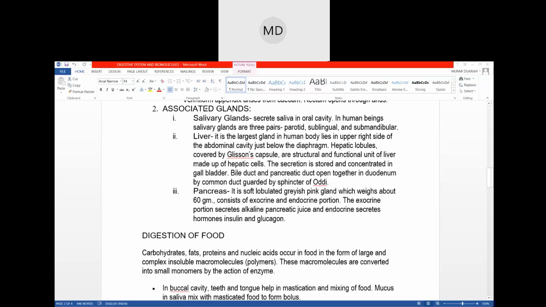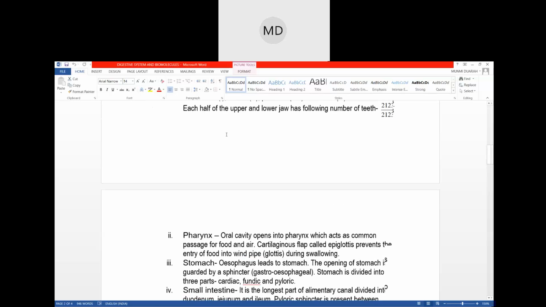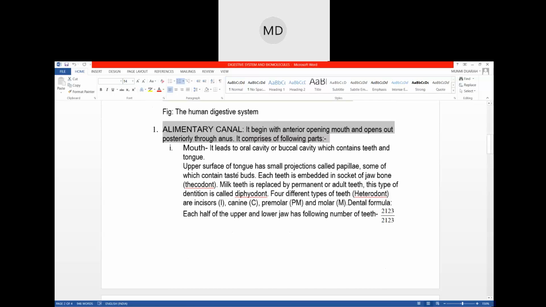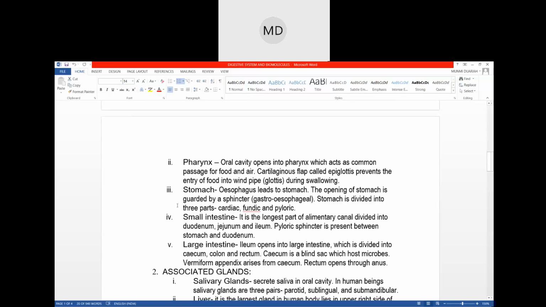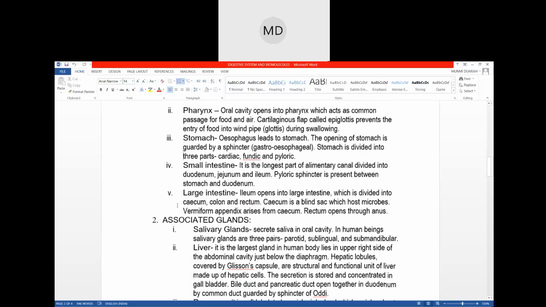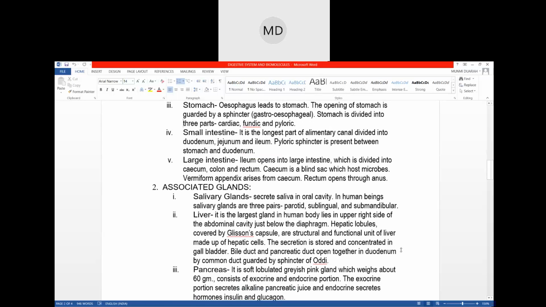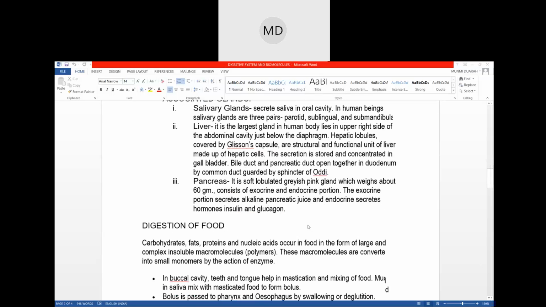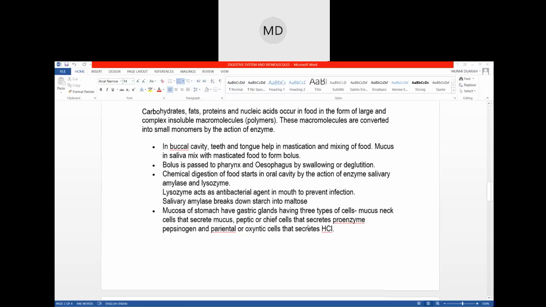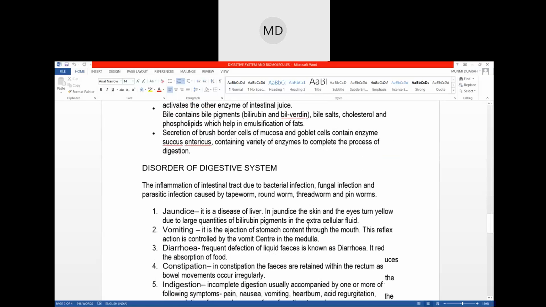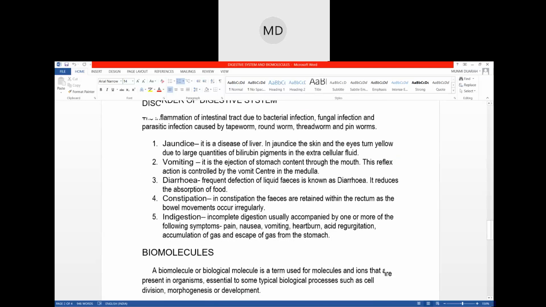Associated glands means associated with digestion. So these glands, that is salivary gland, liver, and pancreas, play a very important role in digestion. Also, the mouth, the pharynx, stomach, small intestine, large intestine, all these also play a very important role in digestion. We will discuss digestion of food and its disorders, diseases in the next class.